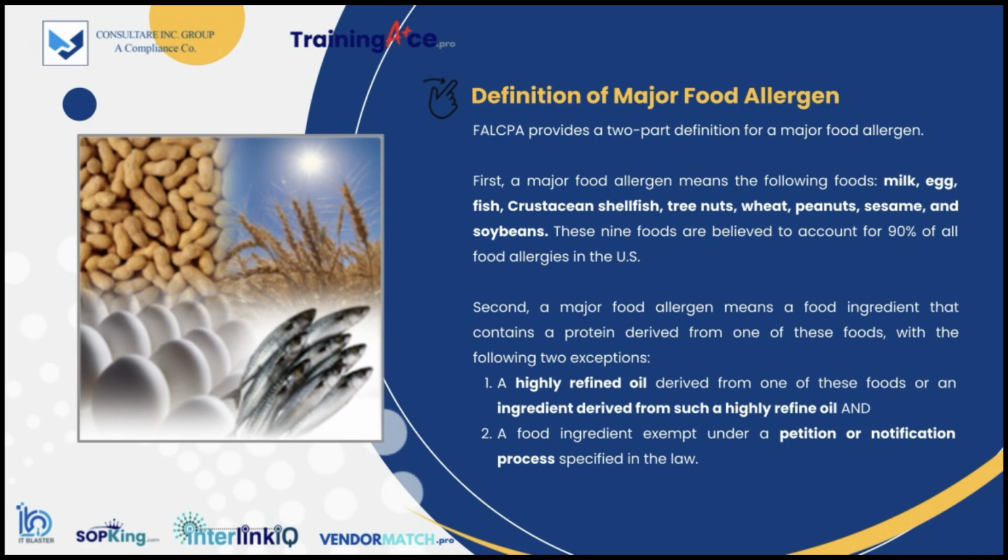Second, a major food allergen means a food ingredient that contains a protein derived from one of these foods, with the following 2 exceptions. 1. A highly refined oil derived from one of these foods, or an ingredient derived from such highly refined oil. And 2. A food ingredient that is exempt under a petition or notification process specified in the law.